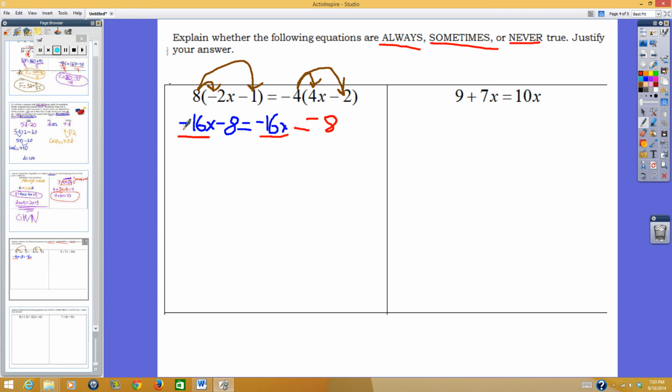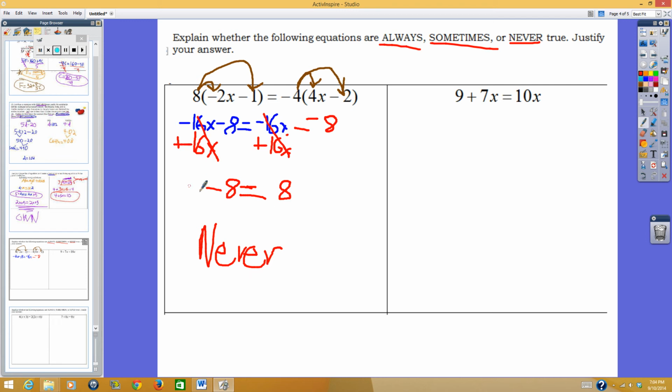Okay. So, to get rid of the negative 16x on both sides, you're going to have to add 16x, right? That cancels out. That cancels out. On this side, you have a negative 8 left. And here, you've got a minus negative 8, which is really the same thing as positive 8. So if that helps you to see it, you could see that it's never true, because negative 8 is not equal to 8.